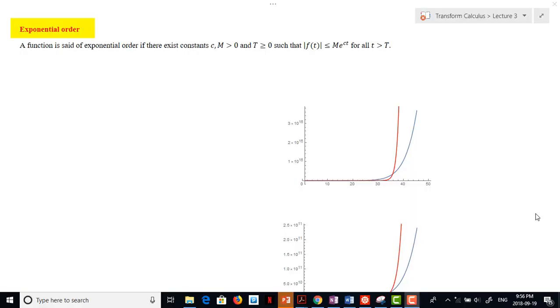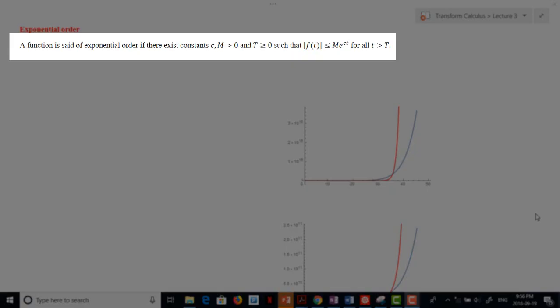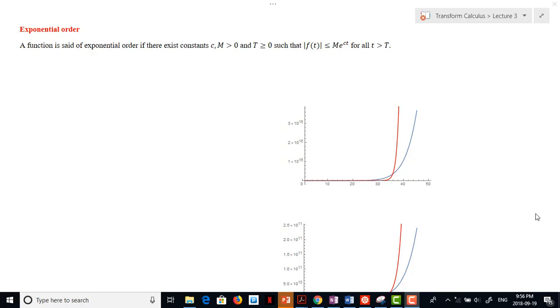Based on the definition, a function is said to be of exponential order if there exist constants c, capital M greater than 0, and capital T greater than or equal to 0, such that the absolute value of f(t) is less than or equal to M times e to the power of ct for all t greater than capital T. So if this condition is valid, we can say the function is of exponential order. Let's explain it with one example.